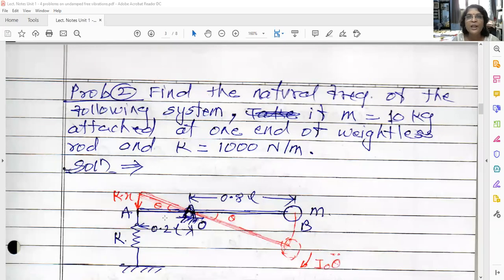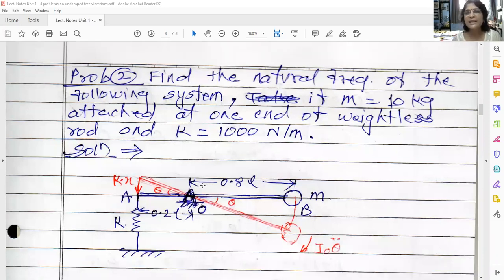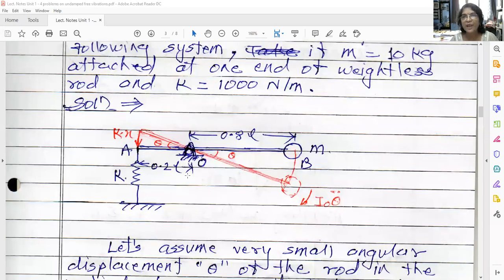Now, this is the second problem. The system is shown like this. What is the problem statement? Find the natural frequency of the following system, if M is given 10 kg, attached at one end of the weightless rod, and K is equal to 1000 Newton per meter. Let us understand how this system works.